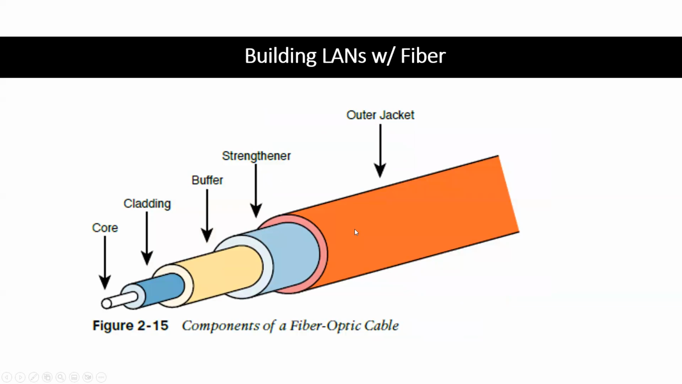And these are just quick little diagrams showing you some of the components of fiber optic. You've got your core, cladding, buffer, strengthener, outer jacket. And this next diagram, I think, will help even better explain how fiber works.